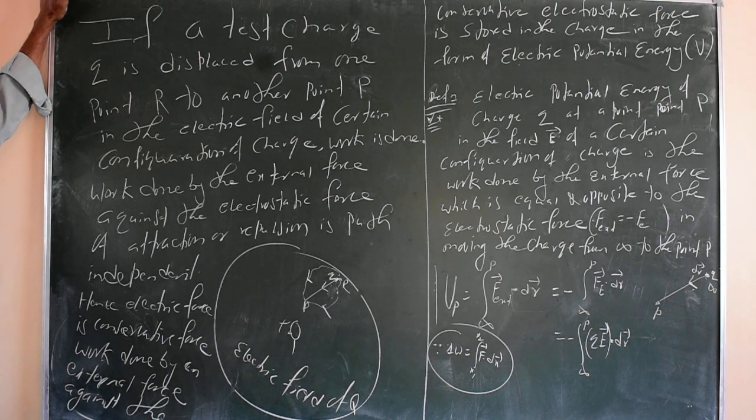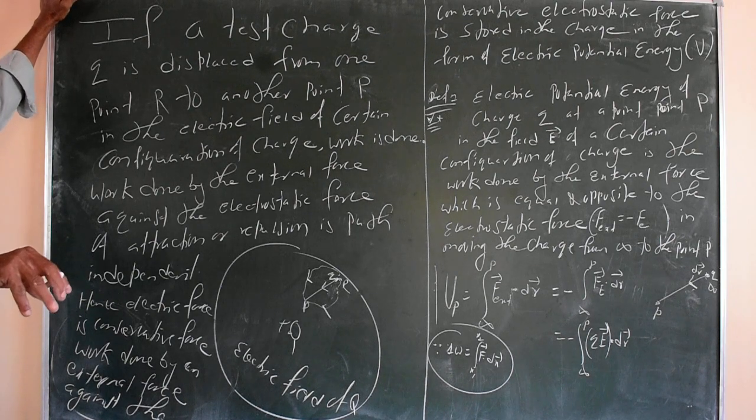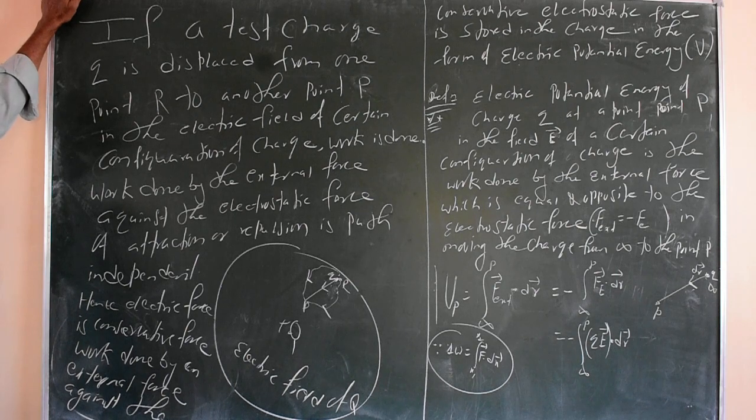The simple explanation is this: work done by an external force against a conservative force in displacing a body will be stored in the body. When the body is displaced, work is done, and that work done is stored in the body in the form of energy. That energy is called potential energy.